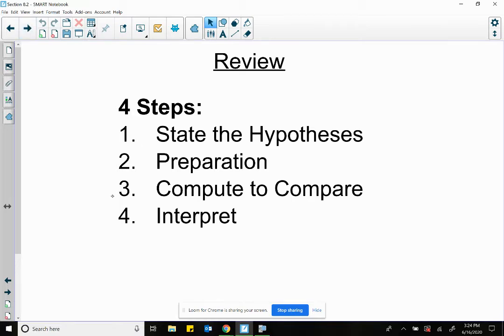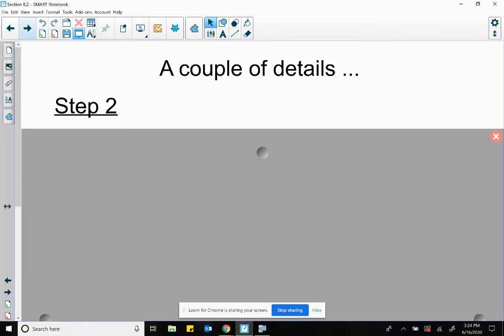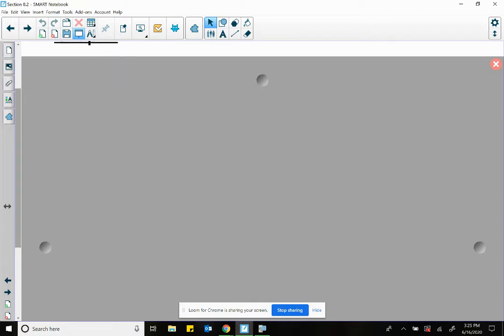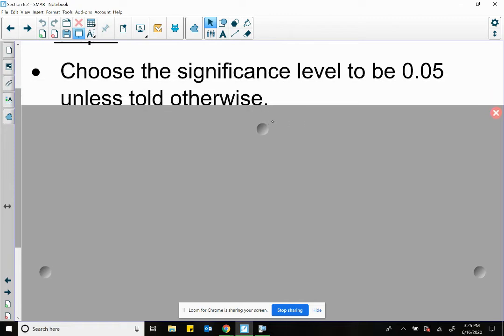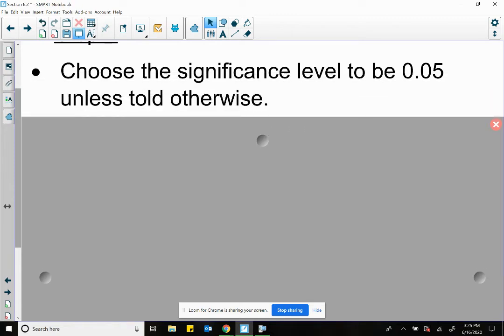I've got a little bit of extra information about steps 2, 3 and 4 that I need to give you. So a couple of extra details in step 2. Step 2 is all about the preparation. Remember from 8.1, the first thing is you're going to choose your significance level. Unless told otherwise, your significance level is 0.05 by default. All right? So there's your significance level.